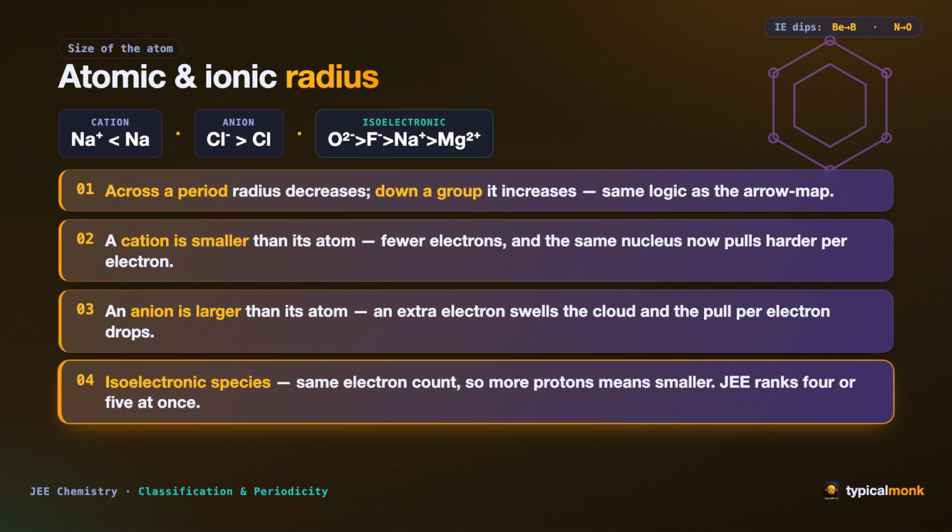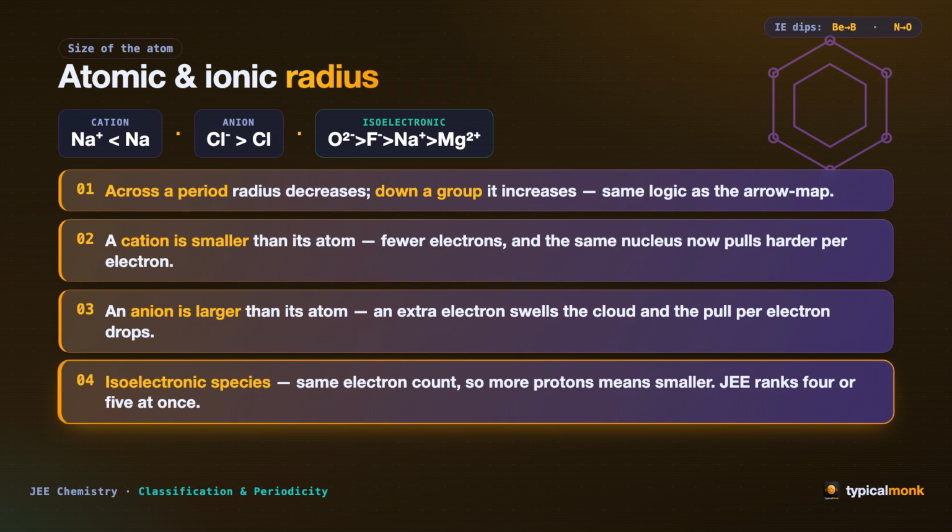And fourth, the trapped JEE Advanced loves isoelectronic species, ions with exactly the same number of electrons. Since the electrons are equal, whichever one has more protons pulls hardest and is smallest. Now among oxide, fluoride, sodium ion and magnesium ion, the order runs oxide biggest, then fluoride, then sodium ion, then magnesium ion smallest.